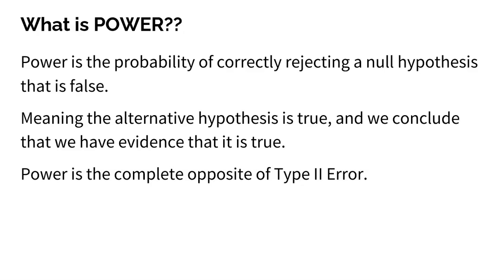Because remember, type 2 error is the alternative is true, but we don't conclude that and we fail to reject the null. Power is the opposite of that, which means if beta is type 2 error, then 1 minus beta equals power. So once again, in this course, we're never going to worry about actually calculating beta, which means I'm never going to actually ask you to calculate power because you would need beta, but I can ask you about power and how to get more of it.